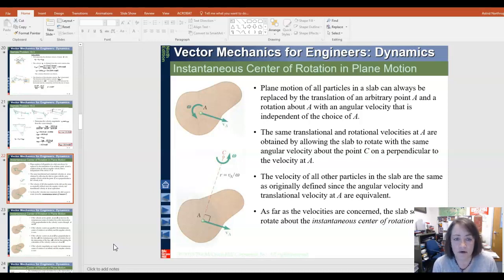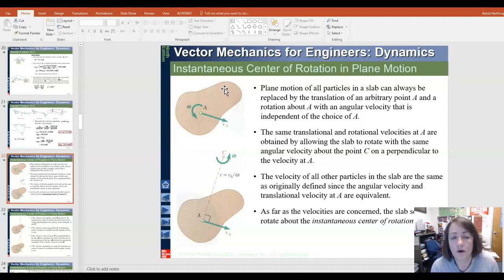The principle behind ICR is that the plane motion of any point on an object, such as this attractive slab o' potato that we have drawn, can be thought of as a translation plus a rotation. So if we think about point A translating and then a rotation about point A, we can come up with the total velocity of point A. Or we can think about another point B somewhere at which we have a translation of A plus the relative velocity of B with respect to A.